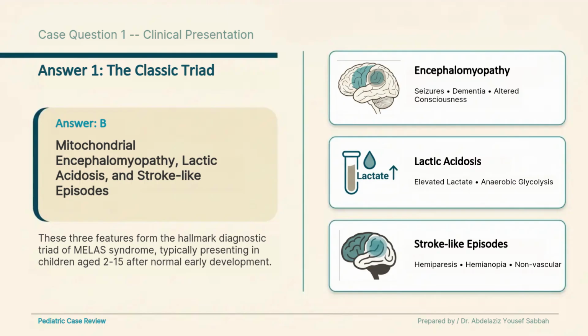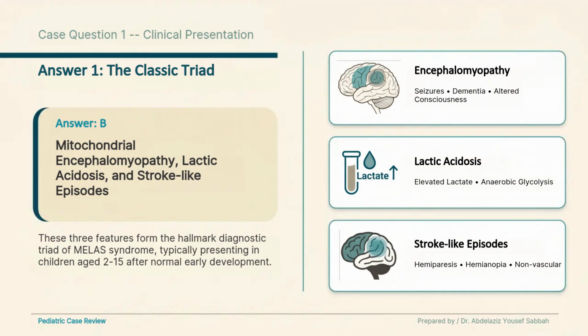The correct answer is B, mitochondrial encephalomyopathy, lactic acidosis, and stroke-like episodes. These three features form the hallmark diagnostic triad that gives MELAS its name. Encephalomyopathy refers to brain and muscle involvement, presenting as seizures, dementia, and altered consciousness. Lactic acidosis reflects elevated lactate from a shift toward anaerobic glycolysis. Stroke-like episodes cause hemiparesis and hemianopia, but importantly, they are non-vascular in origin.